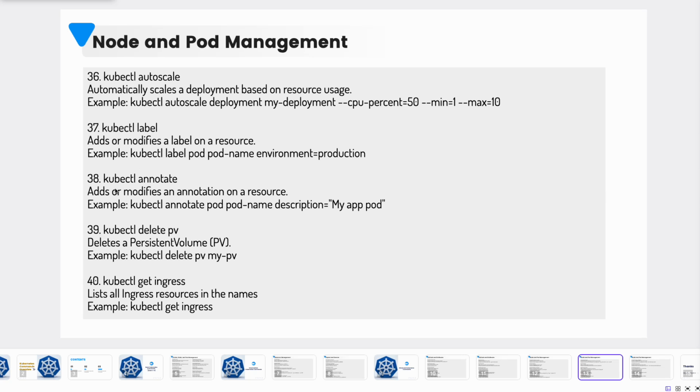Similar to label, we have kubectl annotate. This also adds and modifies an annotation on a resource. The syntax is kubectl annotate pod, the pod name, and the key value pair. So here you can actually change things like build versions, git commit, contact info, tool specific data, all those stuffs.